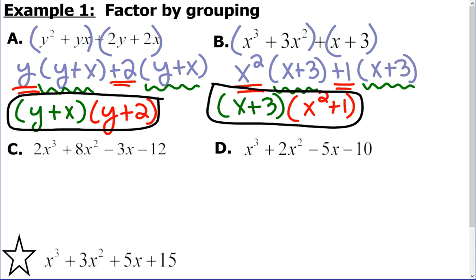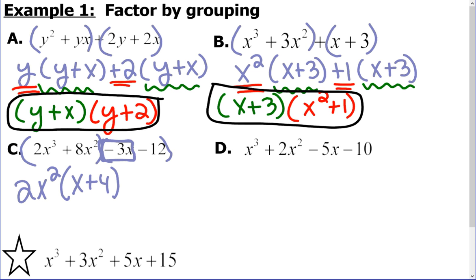All right, again, group your first two terms together, group your second two terms together. Now, what you guys might realize is that your third term is negative. Anytime your third term and your third term only is negative, you're going to have to pull out a negative GCF. Okay, so let's look at the first group first. My GCF is 2x squared, so we're left with x plus 4. Again, whenever your third term is negative, you need to pull out a negative GCF. So my GCF here is negative 3.